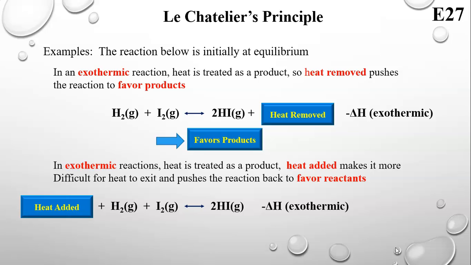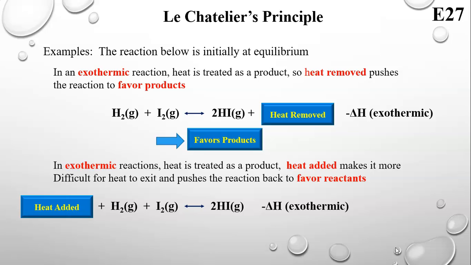In an exothermic reaction, heat is treated as a product. It's coming out. So heat added makes the reaction more difficult. It makes it more difficult for heat to exit and pushes the reaction in favor of reactants. Again, this one might not be quite as obvious, but heat is trying to come out of this reaction. But you're doing just the opposite. You're shoving heat into this reaction.